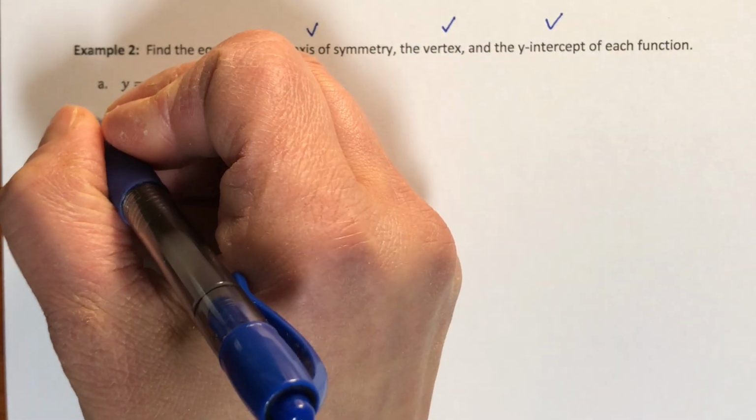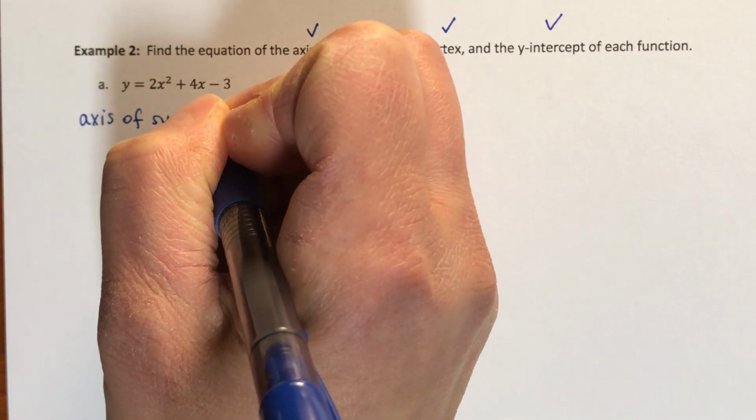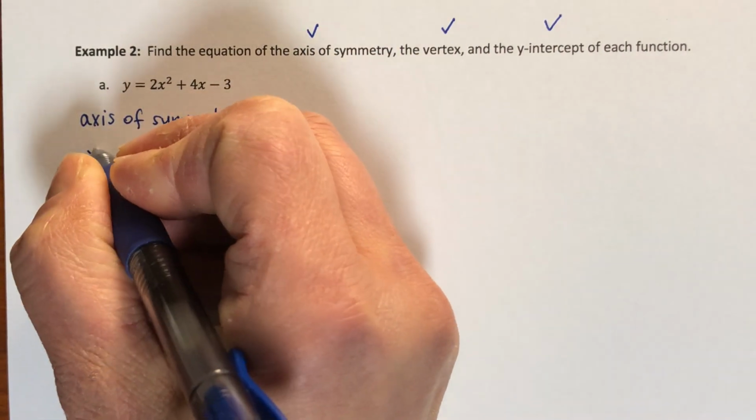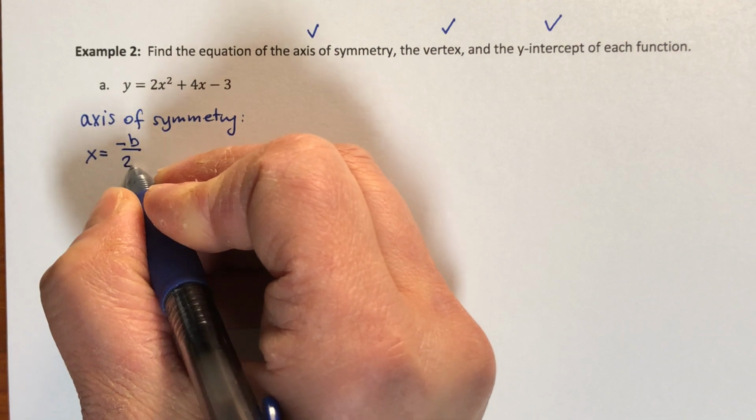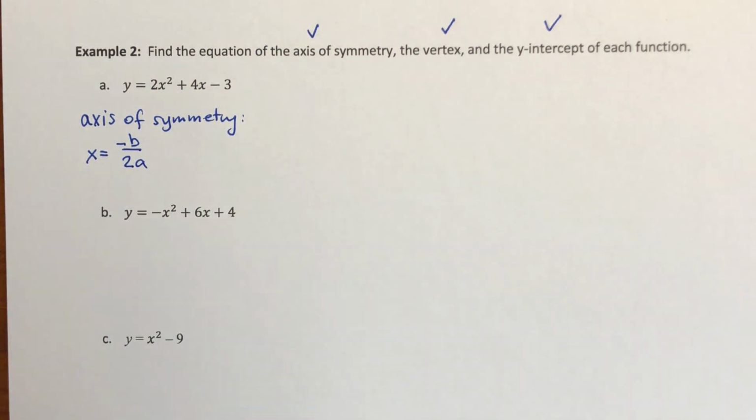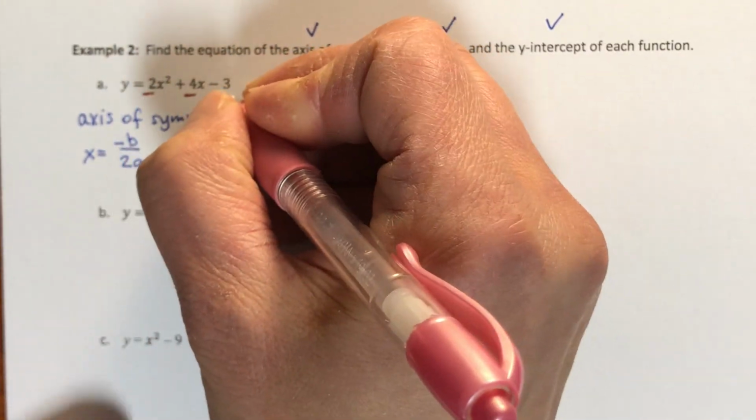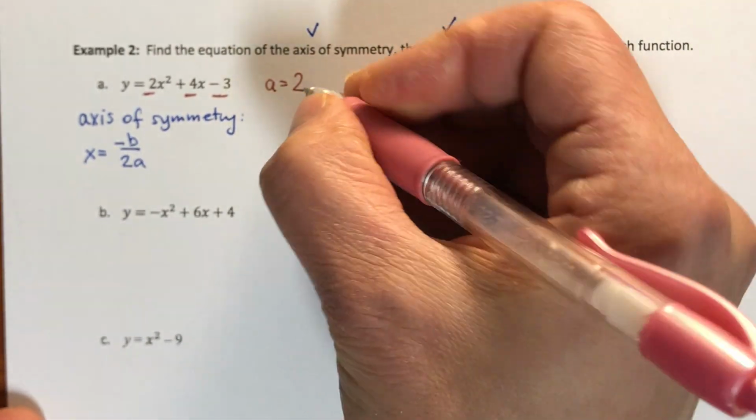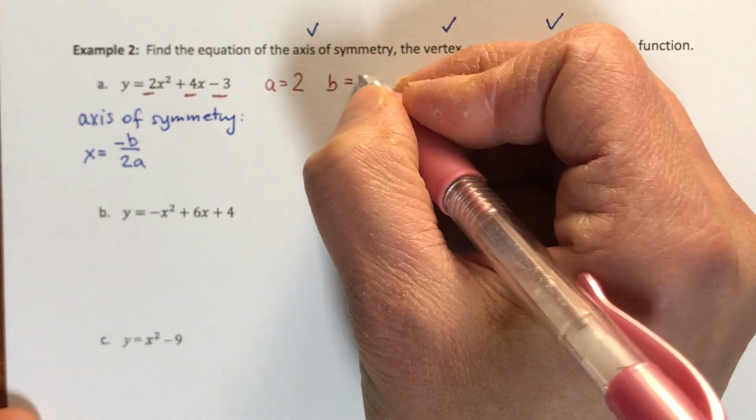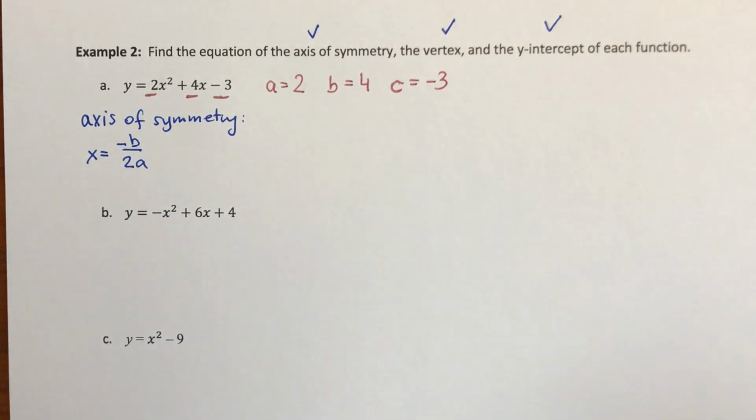So the first thing is axis of symmetry. Definition said that axis of symmetry has an equation of x is equal to negative b over 2a. I would like to very strongly encourage you to list A, B, and C. So if you look at this standard form of quadratic function, my a is the number that goes with x squared, and that's 2. My b is the number that goes with x, and that's 4. And my c is the constant number that doesn't go with anything, so that's -3. Please be very careful with the signs.